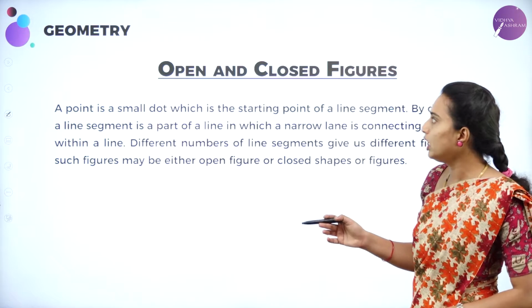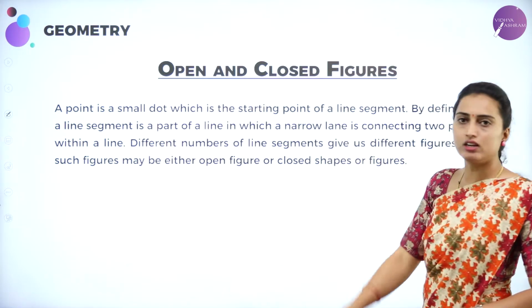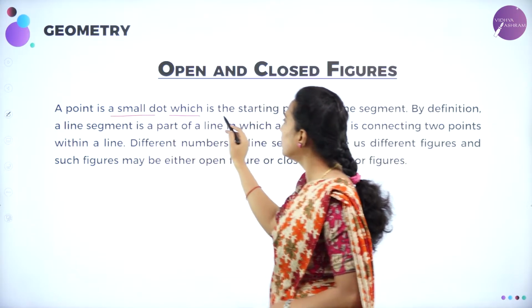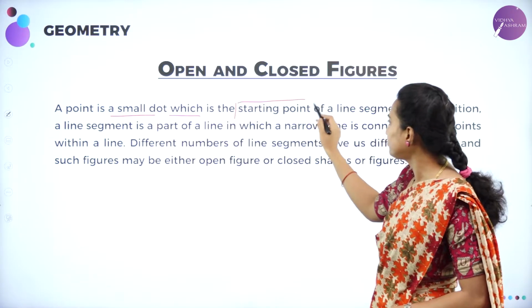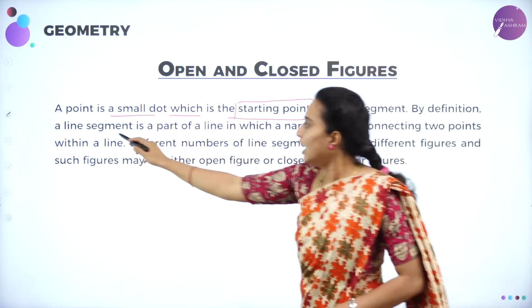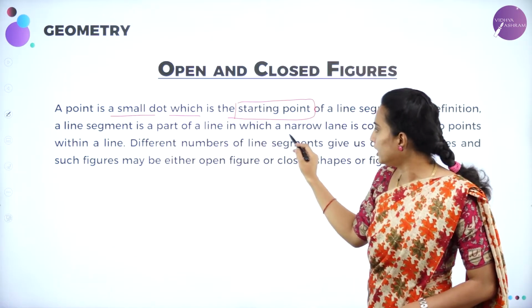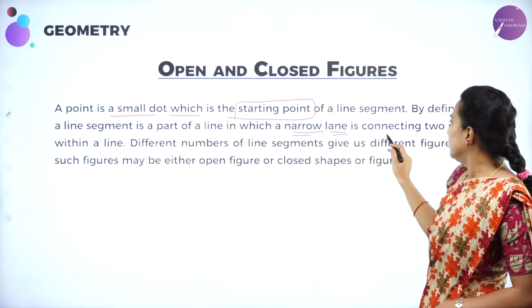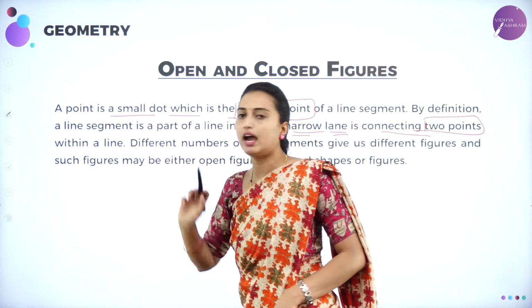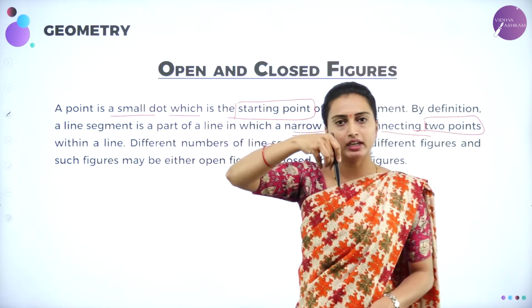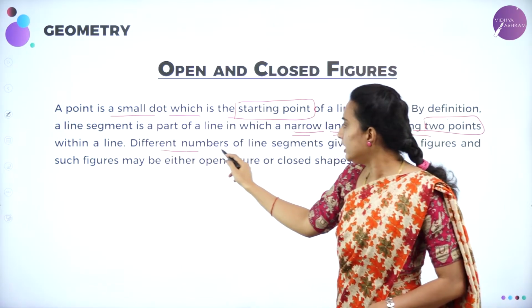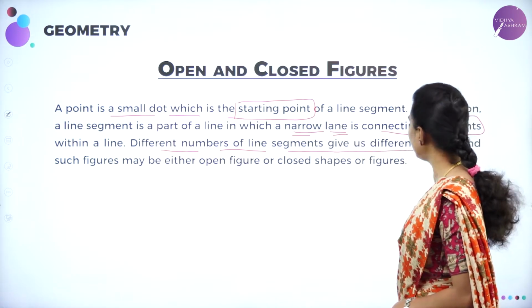Next, we'll be moving on to the open and the closed figures. What do you mean by an open figure? A point is a small dot which is the starting point of a line. This is very important. By definition, a line segment is a part of a line connecting 2 points. If you start, it will get connected to the same point. That is going to be called what? Different numbers of line segments give us different figures.